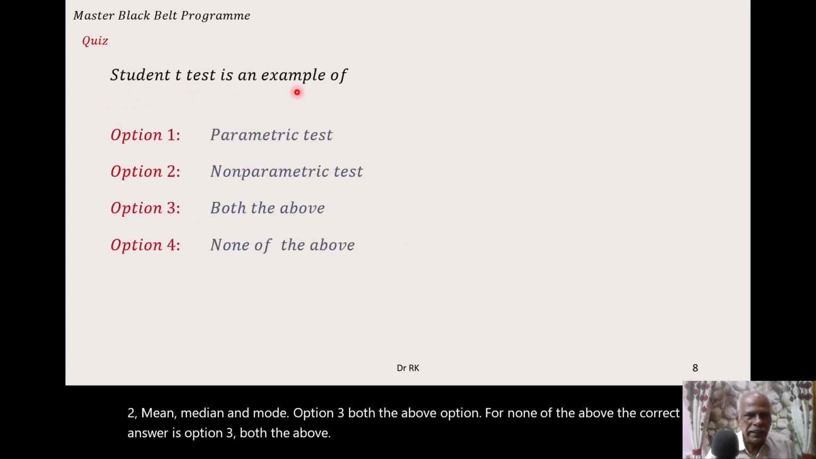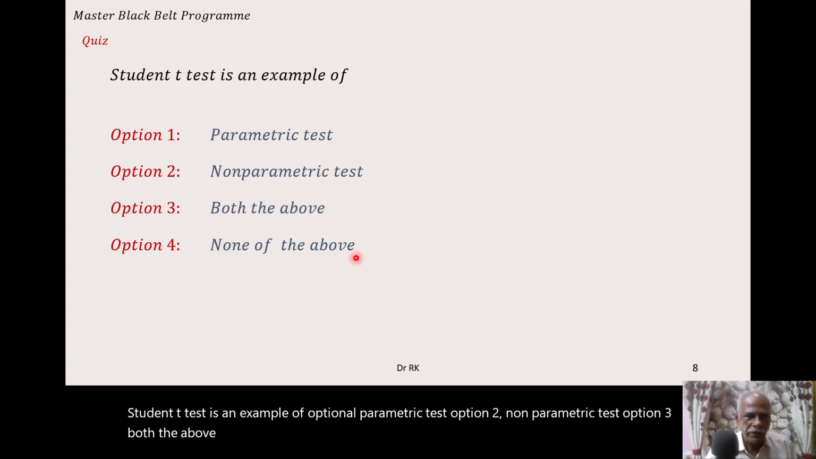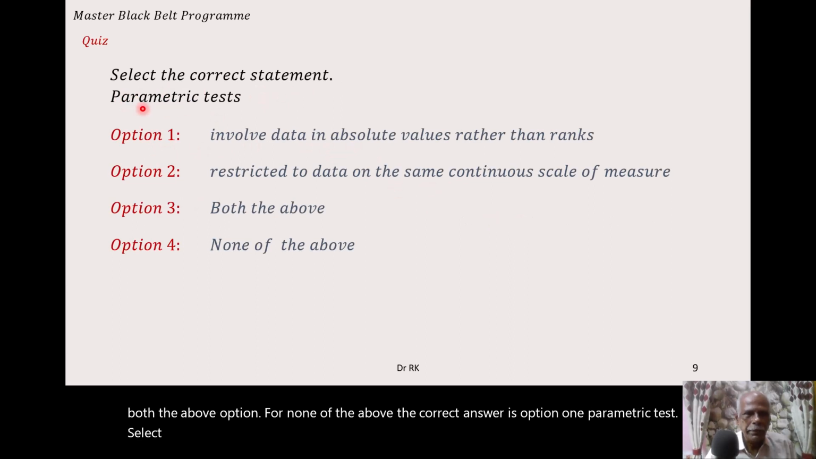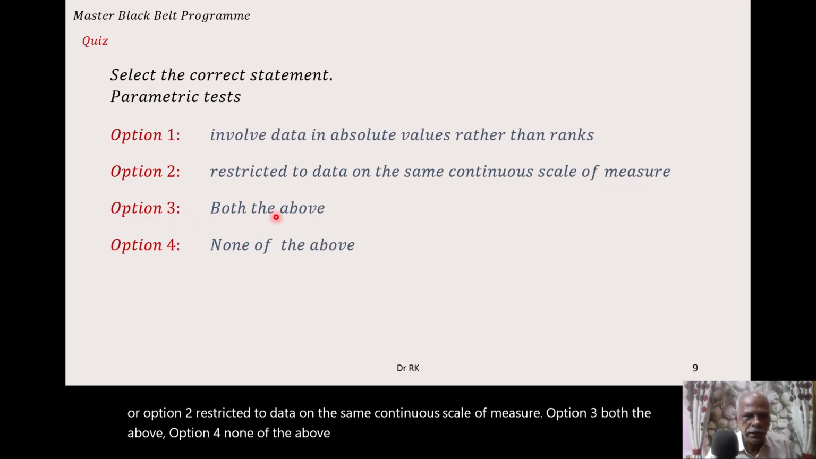Student t-test is an example of option 1, parametric test. Option 2, non-parametric test. Option 3, both the above. Option 4, none of the above. The correct answer is option 1, parametric test. Select the correct statement. Option 1, parametric tests involve data in absolute values rather than ranks. Option 2, restricted to data on the same continuous scale of measure. Option 3, both the above. Option 4, none of the above. The correct answer is option 3, both the above.